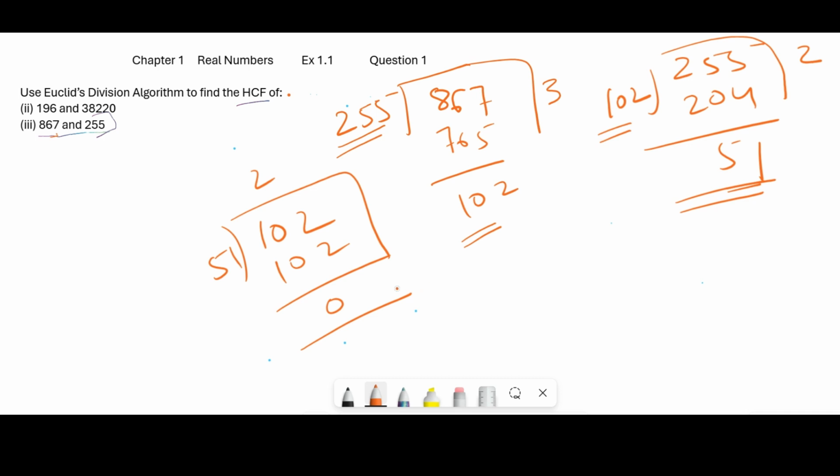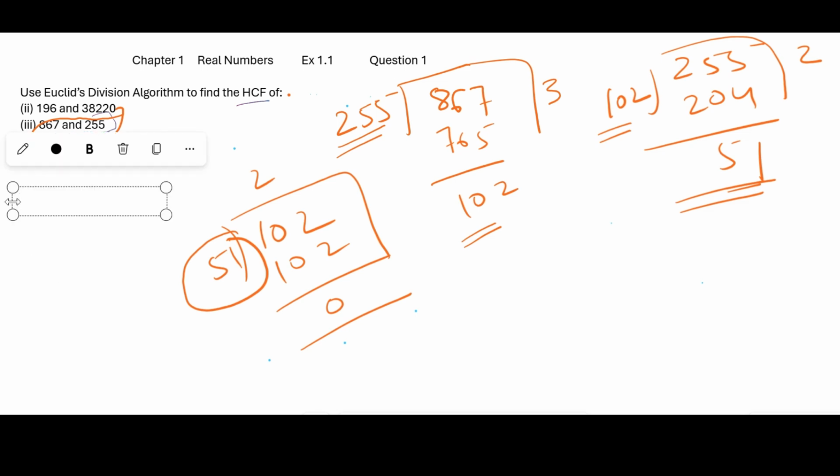So as the Euclid's division algorithm says, if we get 0 as a remainder, then the divisor is the HCF of these two numbers. Okay, so we can conclude that the HCF of 867 and 255 is 51.